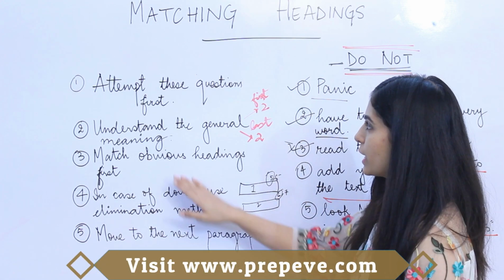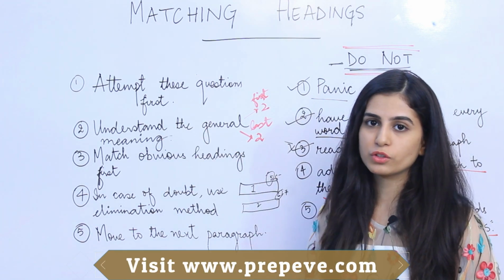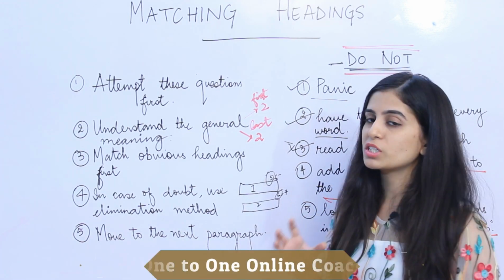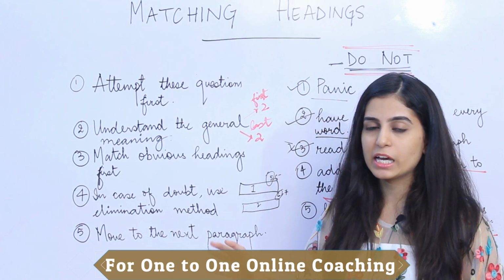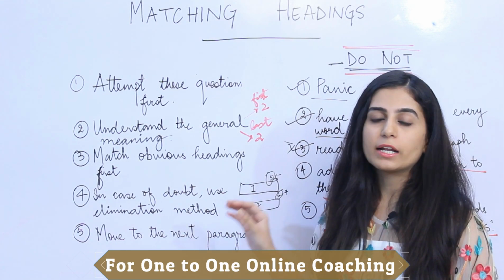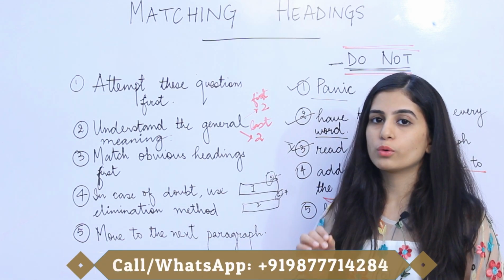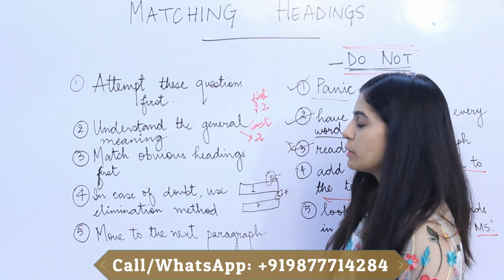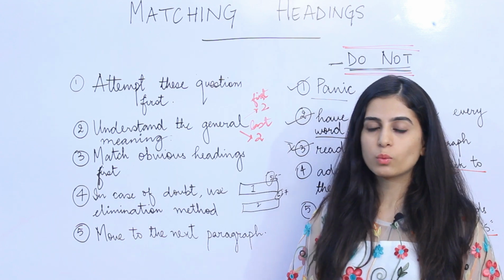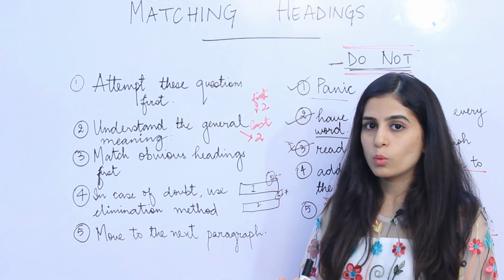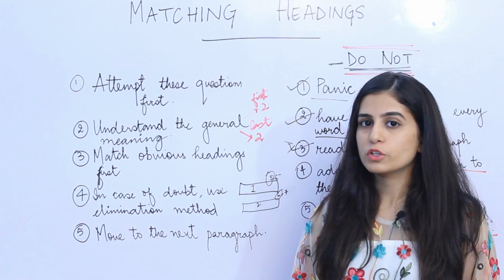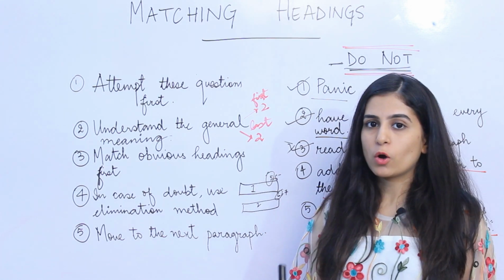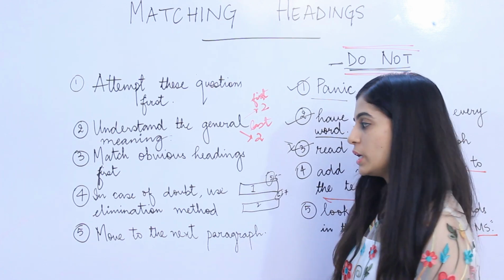I'll repeat once again. Number 1, attempt these questions first if you think they're difficult and time consuming. Number 2, you just have to understand the general idea. You do not have to understand each and every word or know the meaning of each and every word in the paragraph. Number 3, match obvious headings first. This way you will be left with only a certain number of headings out of which you'd have to choose for the rest of the paragraphs and match them with the headings.